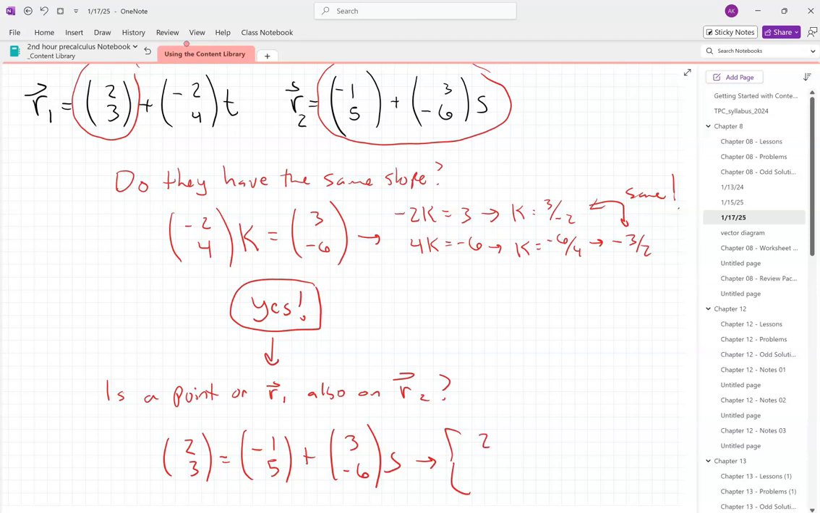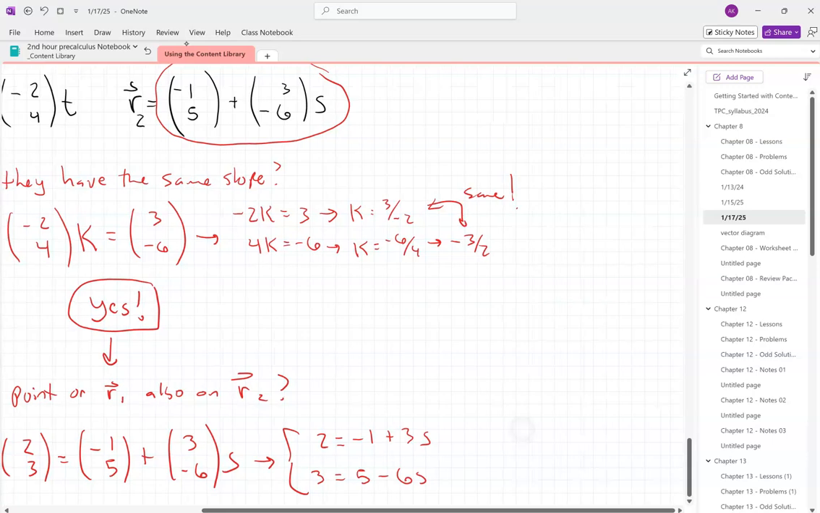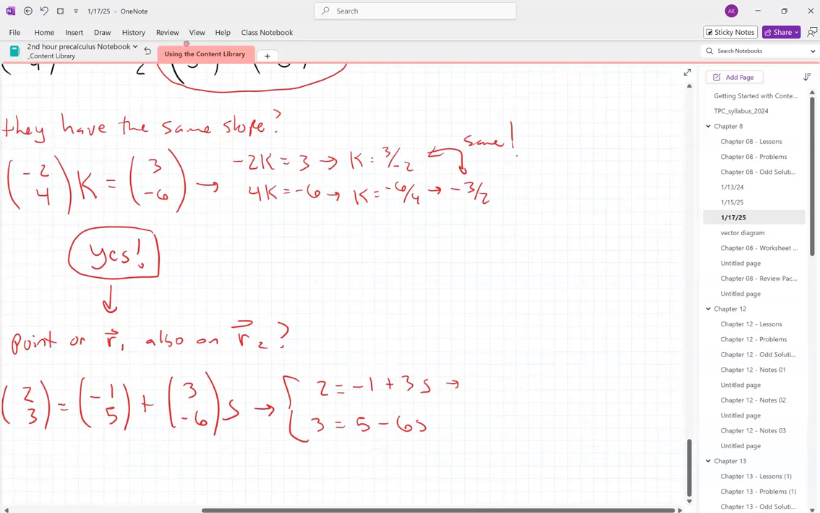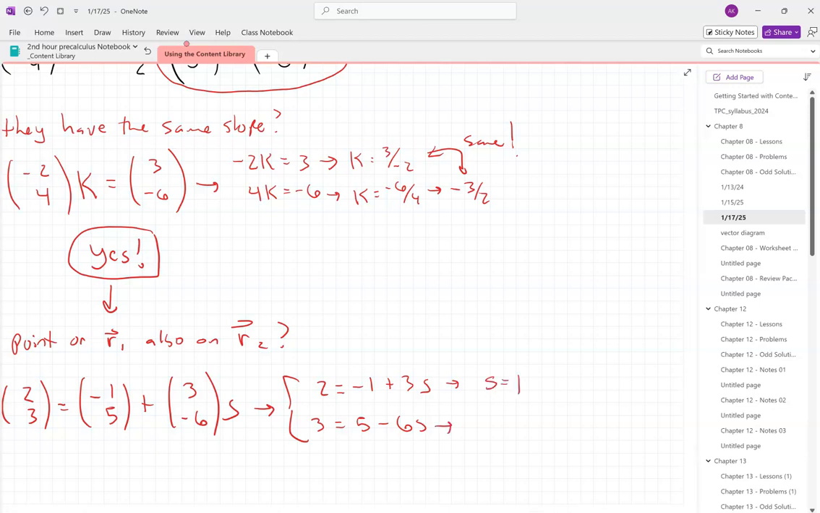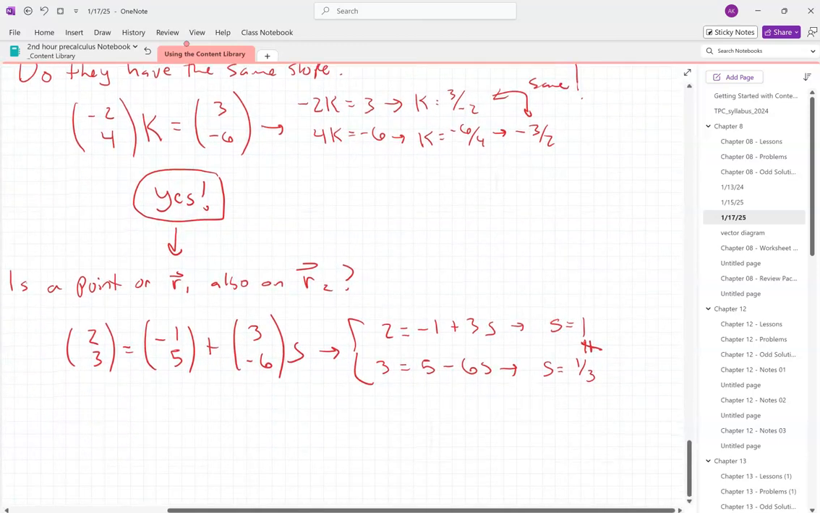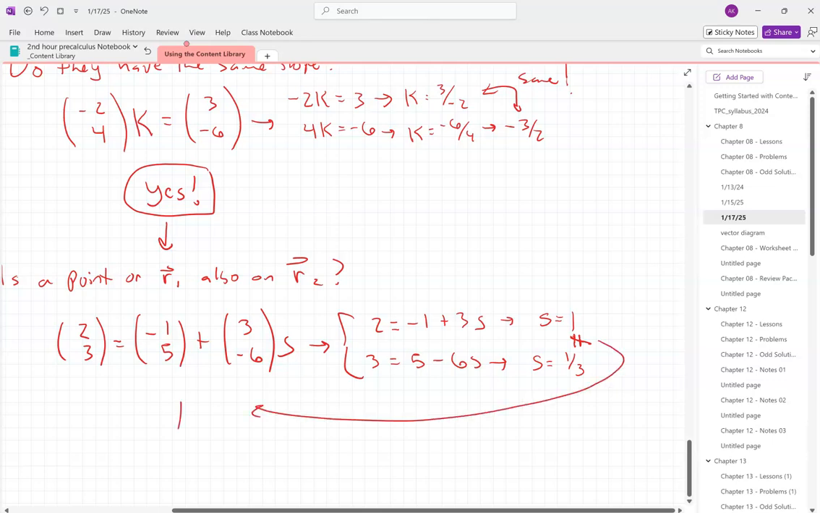So my system will be 2 equals negative 1 plus 3s, and then 3 equals 5 minus 6s. I'll solve each of these equations for s and see what I get. So if I add 1 to both sides and then divide by 3, I get s is equal to 1. If I subtract 5 from both sides and then divide by negative 6, I get s is equal to 1/3. So the answer to this question, since those are not equal, is no.